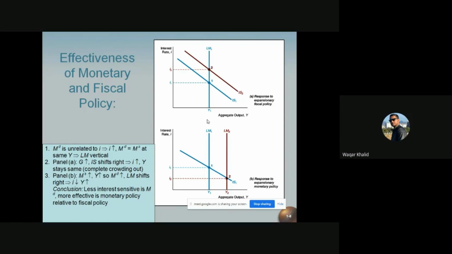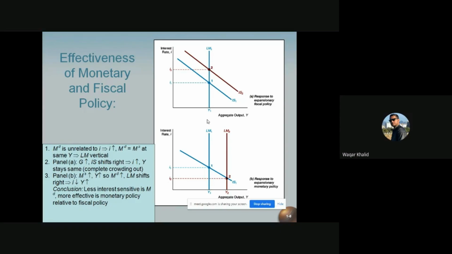As you saw in the previous topics and in the last chapter, expansionary fiscal policy always increases aggregate demand and raises the level of aggregate output. But this situation doesn't occur here. Why? Because the ISLM curve is vertical.